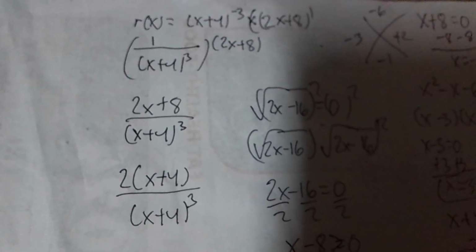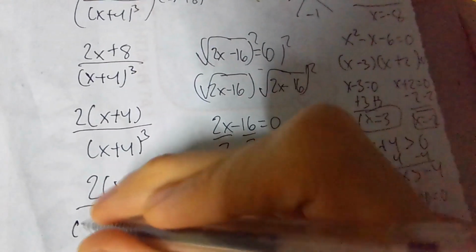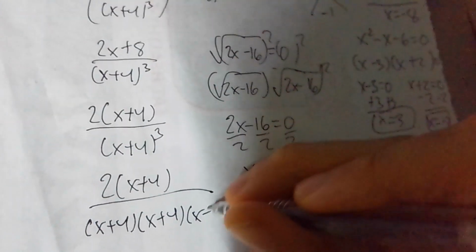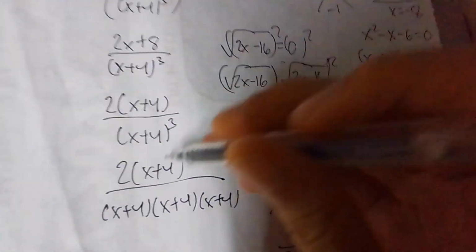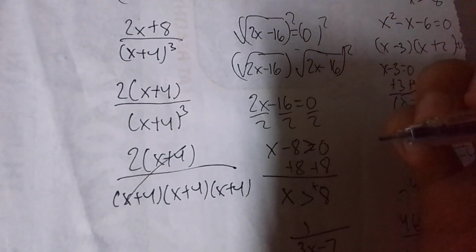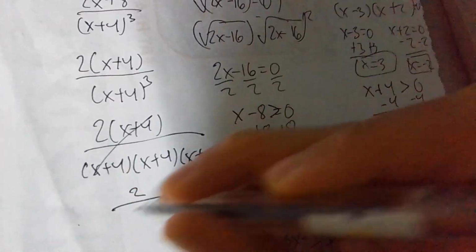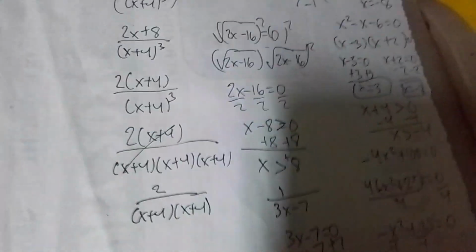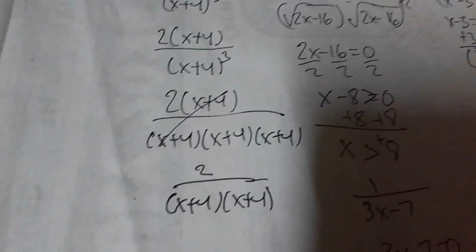And then remember, if I were to write this in expanded form, this would be 2 times x plus 4 in the numerator, and in the denominator we have x plus 4 times x plus 4 times x plus 4. Did you know that one of these will cancel? Now what we have left is 2 over x plus 4 squared. Now, can we solve for the domain? This also implies the application of laws of exponents.